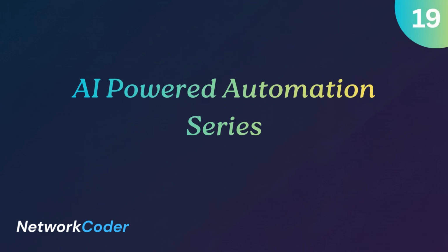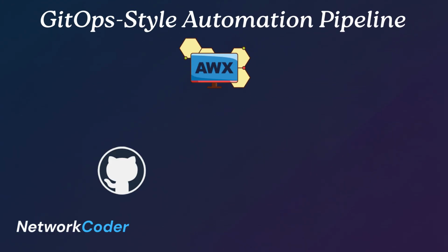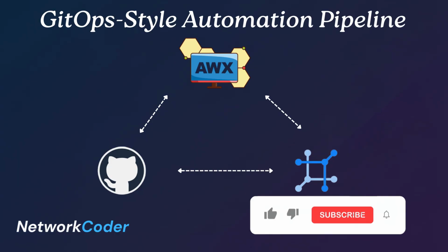Today, we are kicking off the most important part of modern automation: building a GitOps style pipeline using AWS, GitHub, and Netbox. And here is the idea: you push the playbook to GitHub, AWS automatically pulls it, AWS retrieves your live device inventory from Netbox, and runs the automation. No static inventory file, no manual syncing, no version mismatch. This is a three-part mini series. I'm going to show you exactly how to build this pipeline step by step.